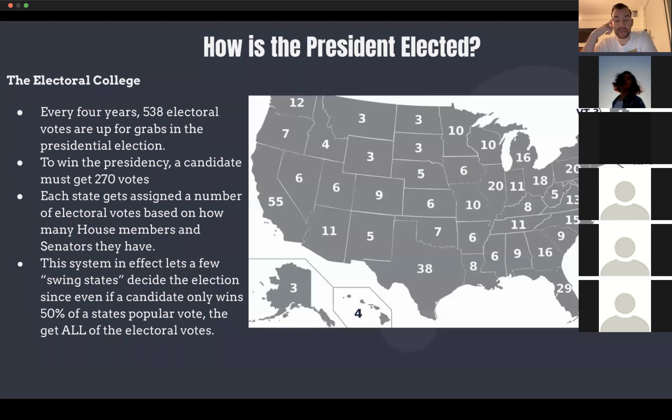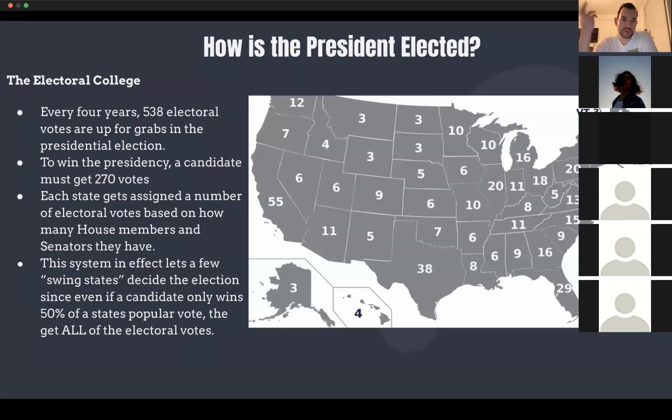That's the magic number. Each state gets assigned a number of electoral votes. You see the numbers on the screen, and that number isn't just something that is made up out of nowhere. It's based on how many House members and senators they have in total. So let's look at our favorite state of Vermont. I don't know why I'm picking on Vermont tonight, but Vermont has 2 senators and 1 House member. So that's 3. They get 3 full electoral votes. You'll notice that Washington, D.C., even though it's not a state, gets 3 electoral votes.